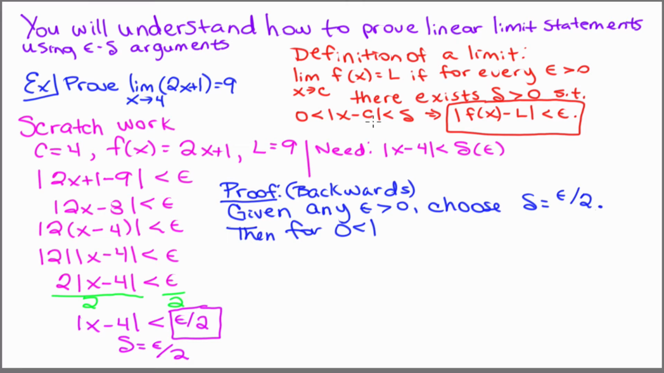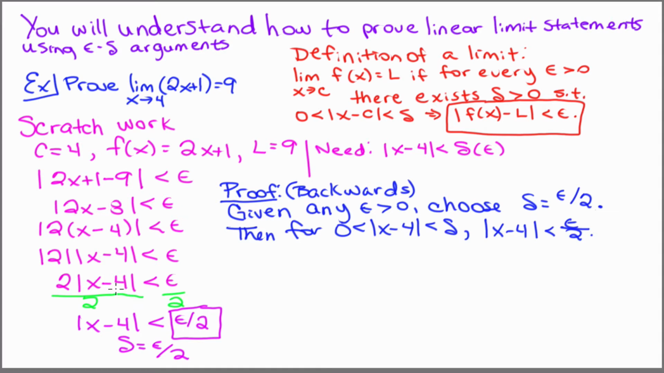We want this, but we know that our C is 4, so that for the distance between x and 4 less than delta, we're going to substitute what delta is. We have the absolute value of x minus 4 less than epsilon over 2. At this point, we're about to go backwards through our scratch work. See what we have so far in our proof? We have the absolute value of x minus 4 less than epsilon over 2. We have the end of our scratch work.